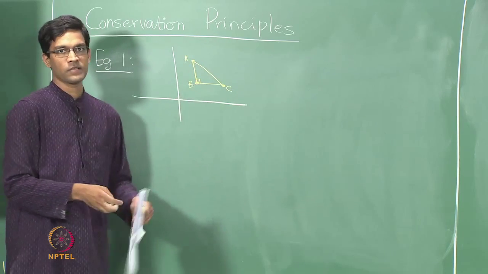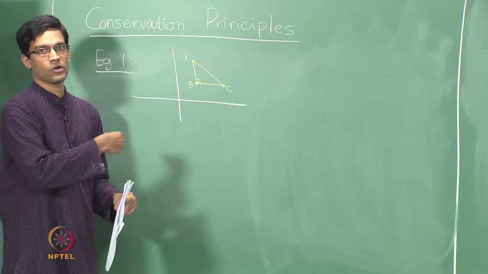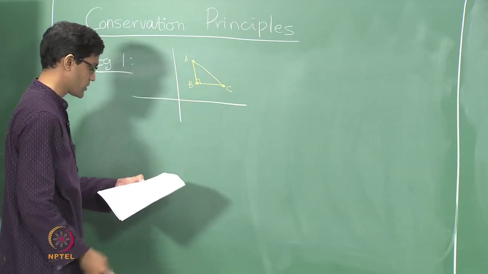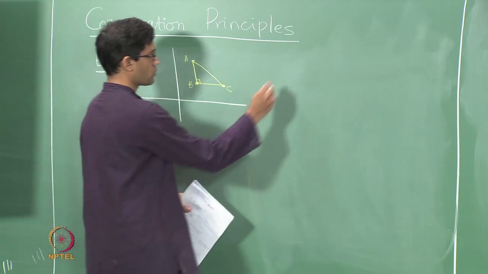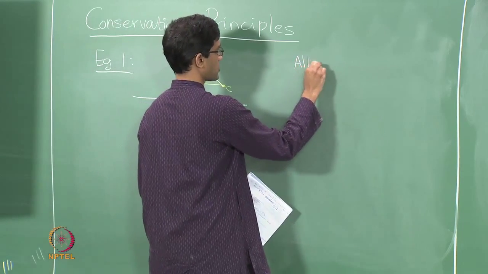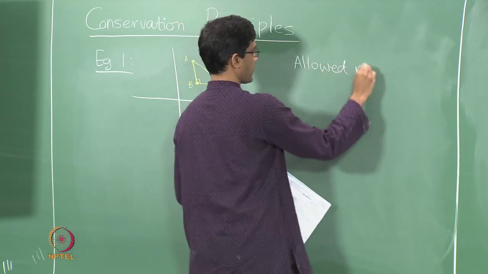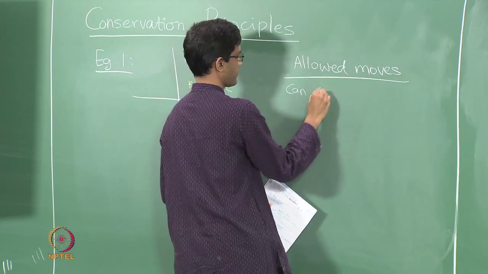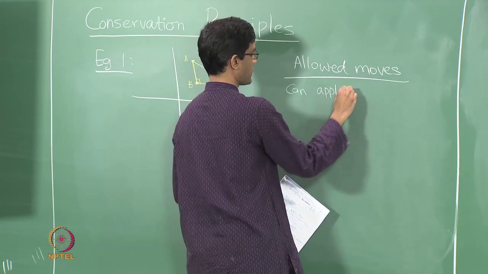And of course now we need to give the evolution rules. How does the system change with time? So how do the positions of these 3 points change with time? Well, here is what you are allowed to do. So what are the allowed moves at each time? You can apply any one of the following transformations.